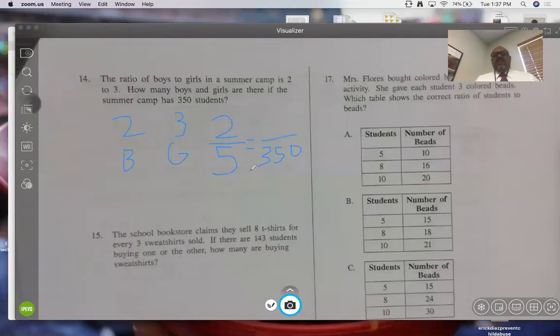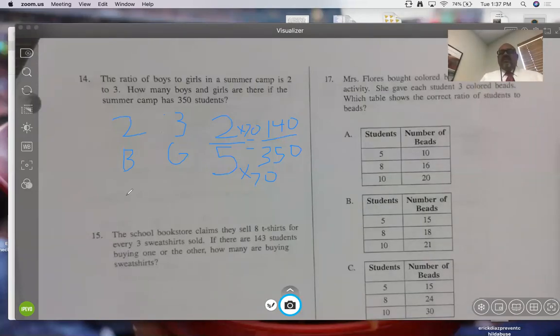5 times what equals 350? At this point, I'll save you the math. It's actually 5 times 70. We do the exact same thing on the top, and we have 140. Okay, so our answer is there are 140 boys.